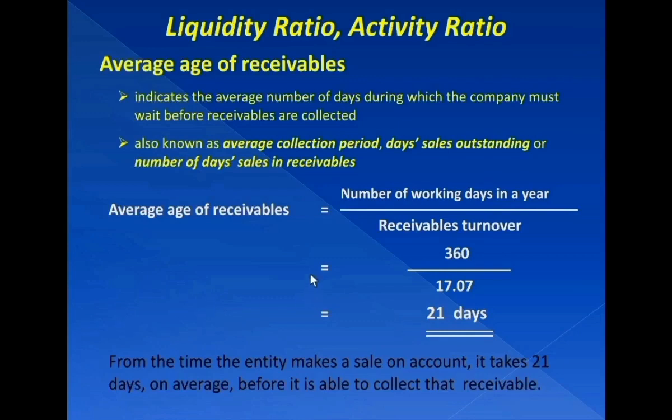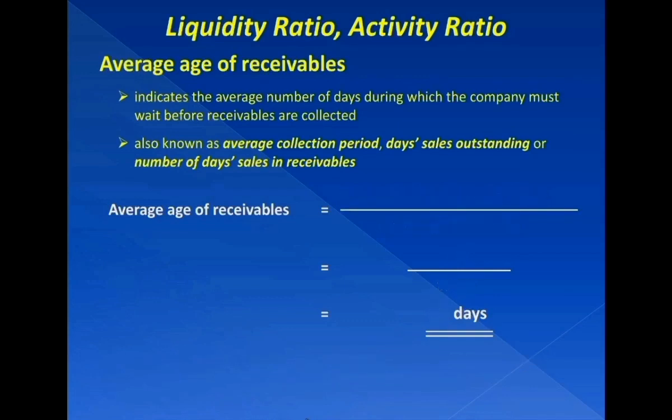Aside from this formula, there is another way to compute for the average age of receivables, although the answer may sometimes not be exactly the same. That is, accounts receivable divided by the net credit sales per day.